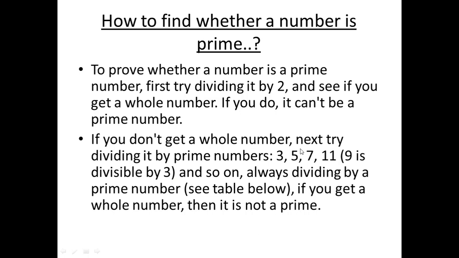So you should be dividing the number by 2 first. If it is not divisible by 2, then start dividing the number from 3, which is a prime number, up to half of the number. You just select the prime numbers alone as the divisors. So this way we can save more time.